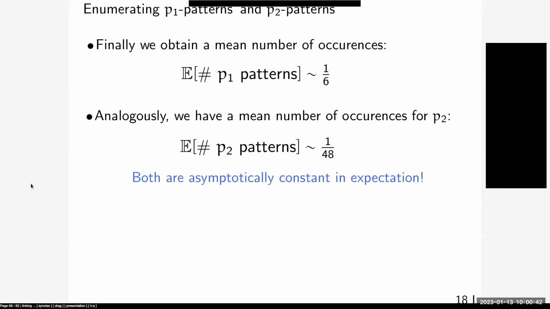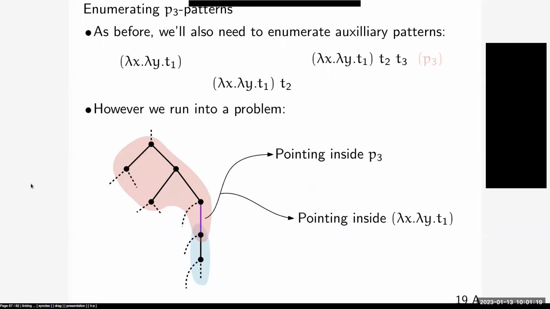Anyways, by the same kind of reasoning, we also obtain the mean number of occurrences for the P2 pattern, this lambda x dot x applied to a function, applied to some other term I showed you before. And here we once again get a mean which is constant asymptotically. Of course, here this is not as surprising as the case for P1 patterns, because the P2 pattern actually contains a loop inside it. And if you remember, I showed you in the beginning, one of our results was that the number of loops has a Poisson 1 asymptotic distribution. So we expect this to be anyways some kind of a constant asymptotically. Okay.